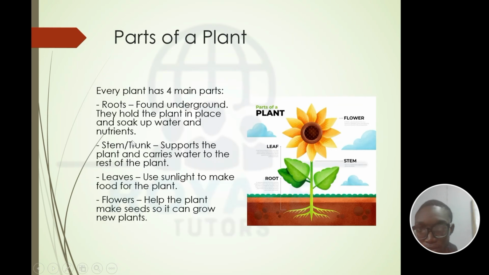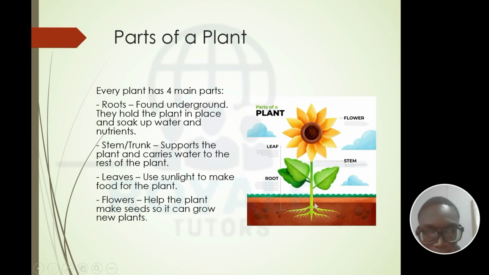Now, we said we have parts of plants. There are four main parts of plants that we must know. And what are they? We have the roots, we have the stem, we have the leaves, and we have the flowers. So, what are the roots?